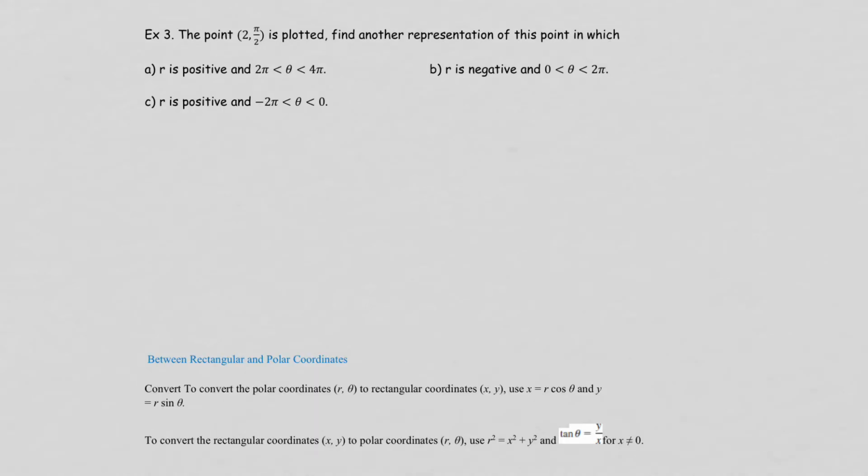So we're going to try one more time. This time we have (2, pi over 2) plotted, and we wanted to represent these points in a different method. So it will be positive between 2 pi and 4 pi for A. And if we wanted to get that, we will do 2.